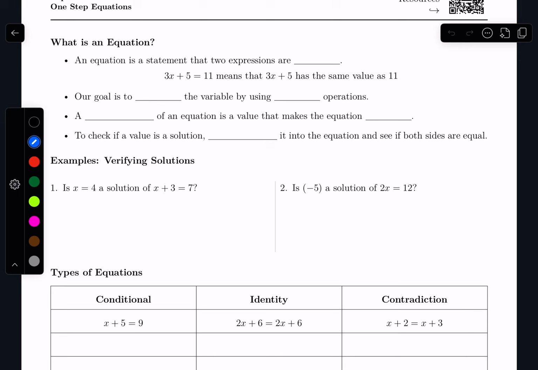At the top, what is an equation? Well, an equation is a statement that states two expressions are equal to each other. So when we look at 3x plus 5 equals 11, that is an equation. And what it's saying is that 3x plus 5, the expression on the left, is equivalent to 11, which is the expression on the right side. Now, in this example, 11 is just a constant. It's just a number. But that's not always going to be true.